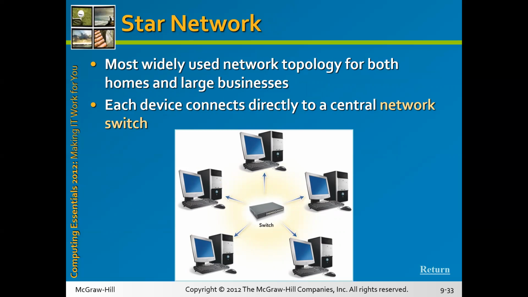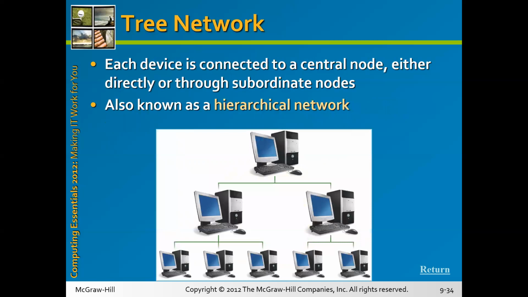A star network is the most widely used network topology for both homes and large businesses. Each device connects directly to a central network switch. In a star network, nodes are connected to a single computer called the network hub. This is generally a switch. All communication passes through the switch. Each connecting device is asked whether it has a message to send, and then each device is in turn allowed to send its messages. Most widely used network topology today.